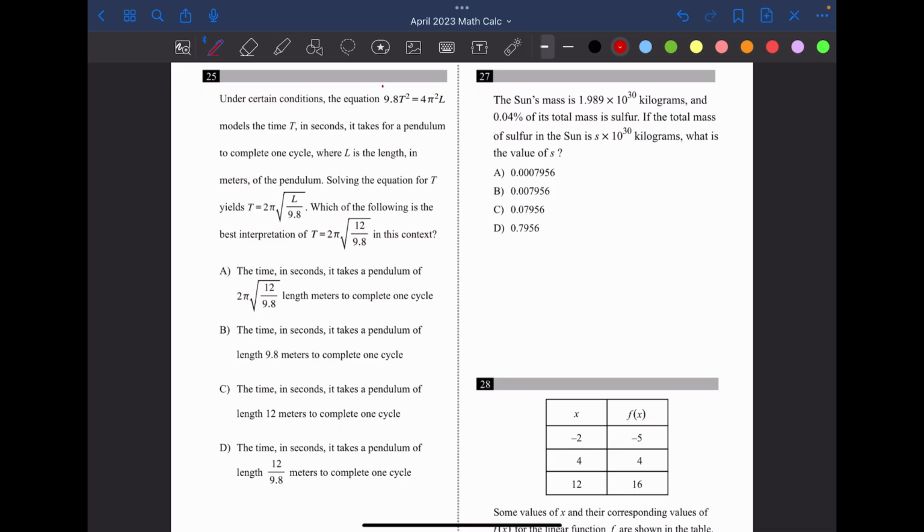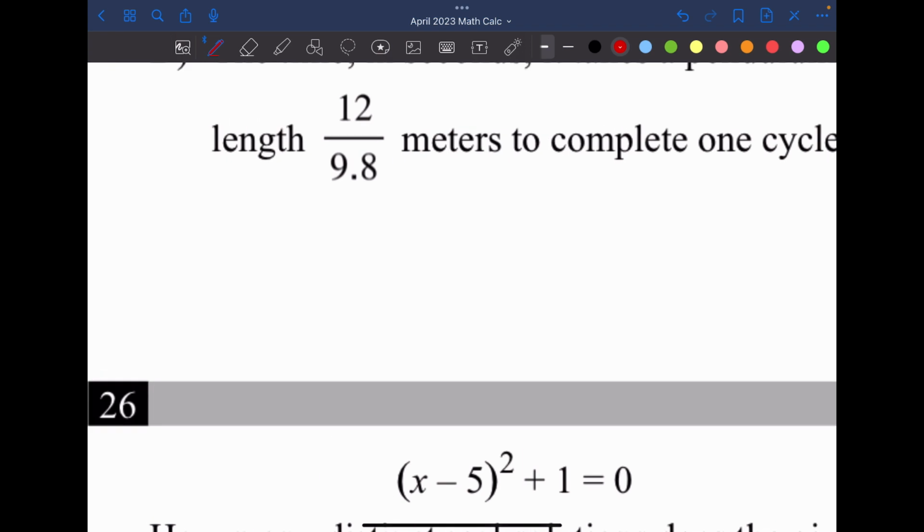We have an equation over here. And then it says that it models the time t in seconds it takes for a pendulum to complete one cycle, where L is the length in meters of the pendulum. Okay, so let's draw it over here on the bottom.